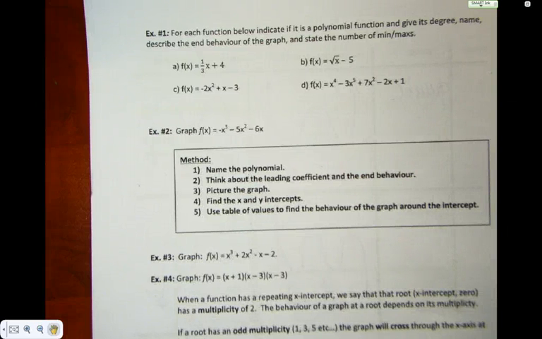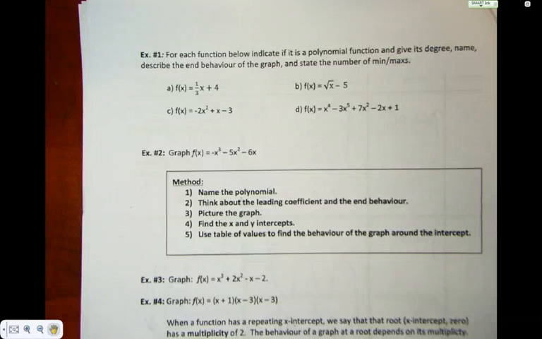Grab paper if you don't have yet. First example, you're going to turn and talk. So for each of those functions, you're going to tell me if it's polynomial, yes or no. If the answer is yes, you're going to give me the degree, the name, describe the end behavior, and tell me how many max mins. So you don't need to draw a picture, just talk to someone.